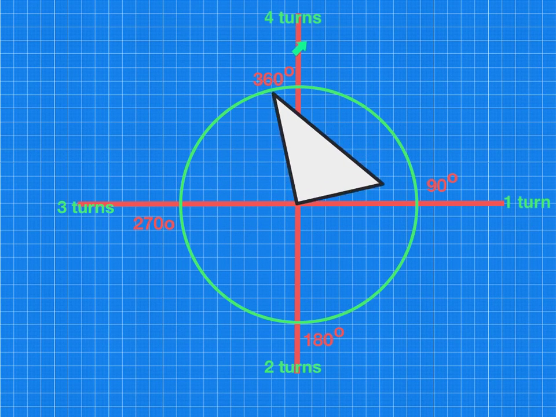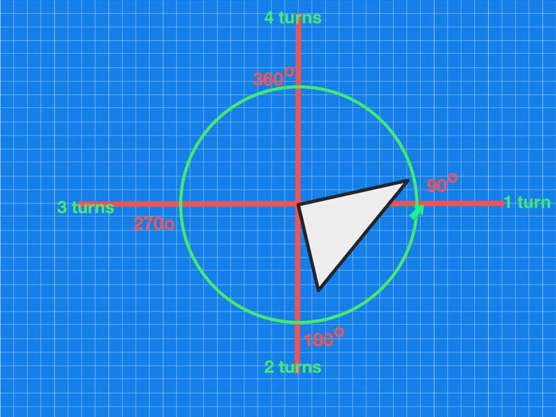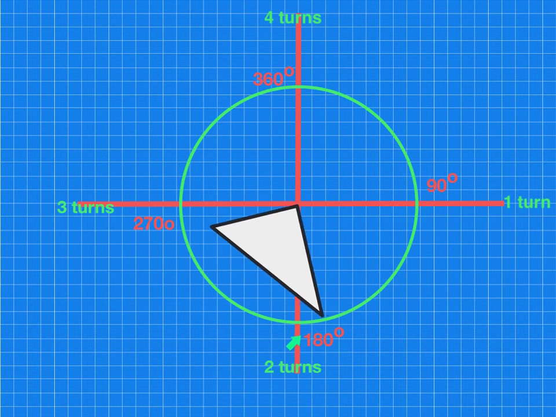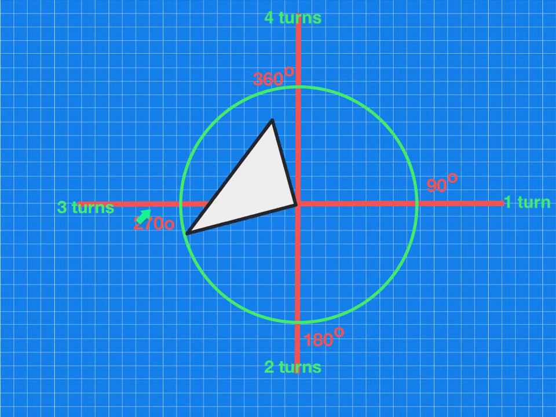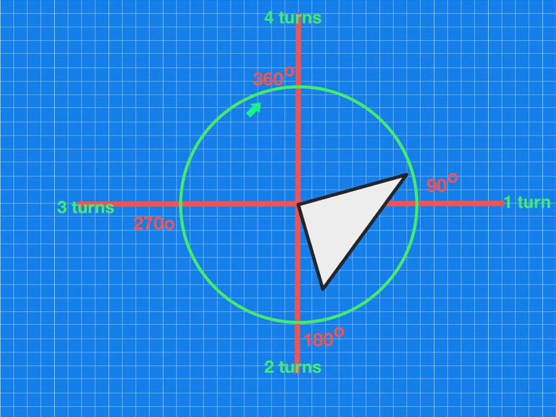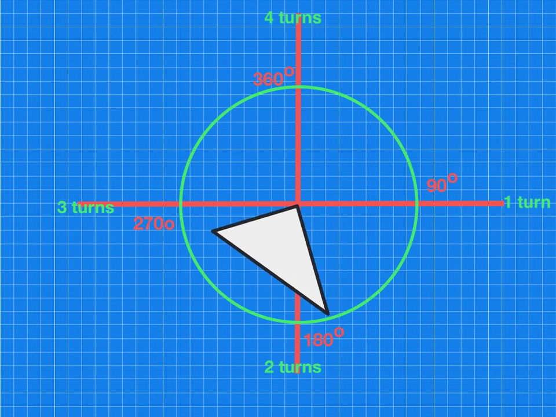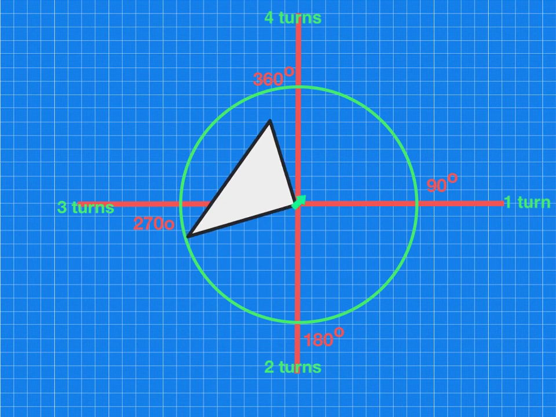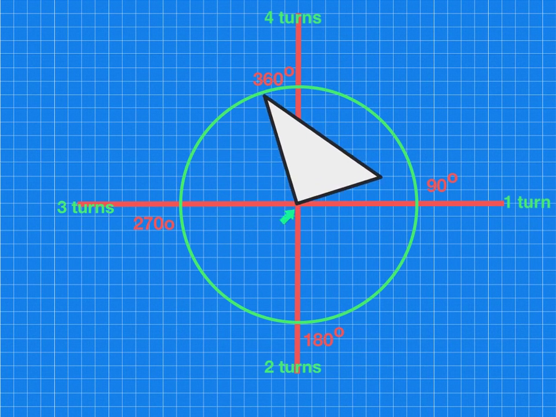So 0 turn starts here. Our first turn is 90 degrees. Second turn, 180 degrees. Third turn, 270 degrees. And 4 turns to get back to where we started, 360 degrees. And that's rotational symmetry around a corner of our shape.